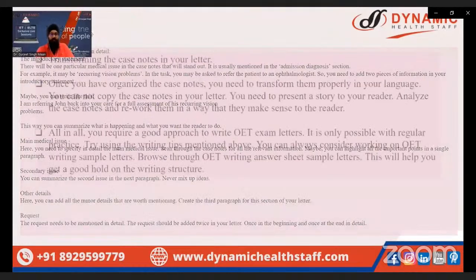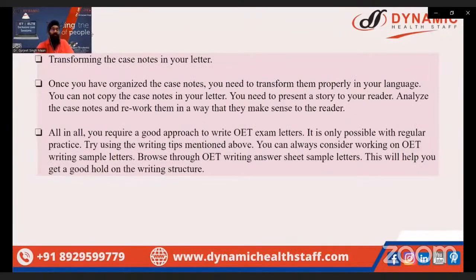I guess I'm clear with the writing part. The last thing I need to mention is never use the case notes as they are, guys. Transform them into your letter. This is an English language test. They are trying to understand how you can transform the case notes using your normal linguistic skills. Don't copy the case notes, don't just copy paste. It will be of no use. It will be a negative thing. You have to present a story. So analyze the case notes, rework them, and make sense to the reader. 40 minutes is enough time for 180 to 200 words.